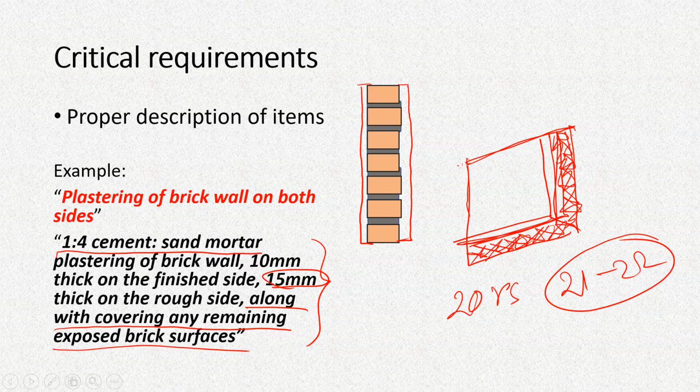This is a very simple example. Generally, these kinds of mistakes are not made, and even if you just mention plastering as plastering on both sides of the wall, the experienced contractors will themselves correct it, that these are to be clearly mentioned.